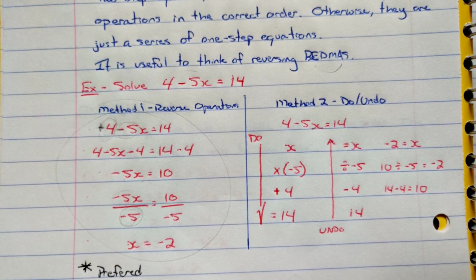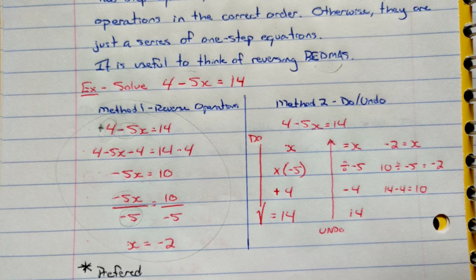If you find that it looks confusing and you're not sure, another method you can try is called the do-undo method. I found this a couple years ago, and some people think it's an easier way to introduce this. Your choice. It's still going to be about the same number of steps, but it just shows you what's happening piece by piece. So here's how it works.